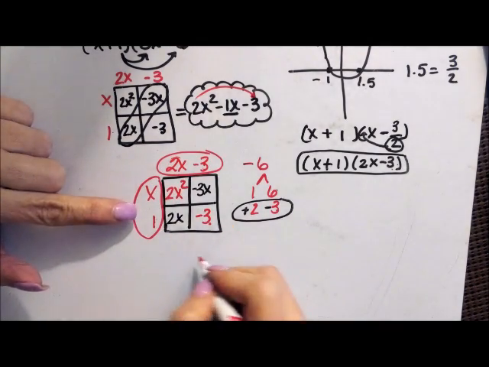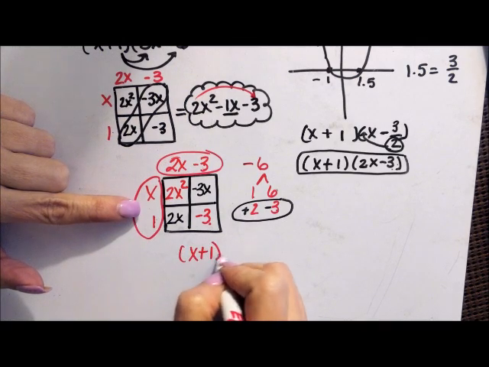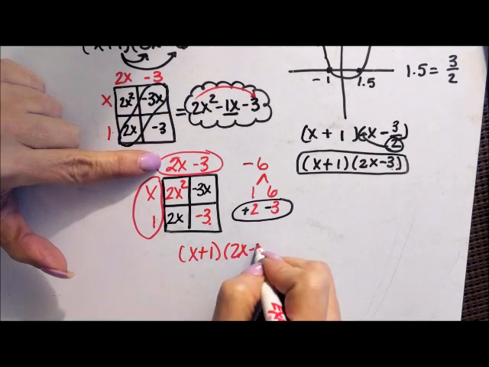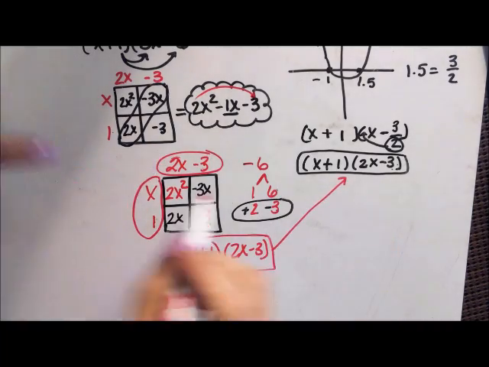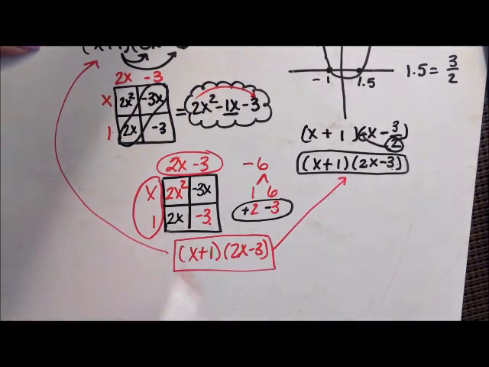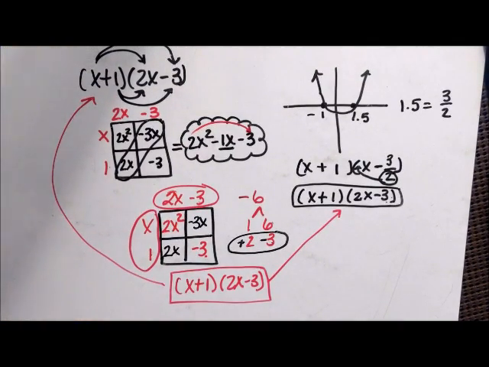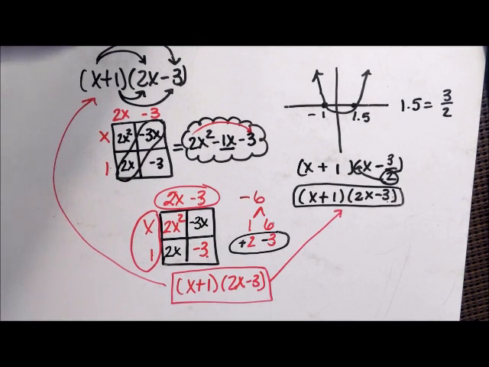x plus 1 times 2x minus 3. And you can look and see all of them match, including the ones that we originally started with. They're all the same. Lots of different ways to do that. All right, let's go to the next topic.